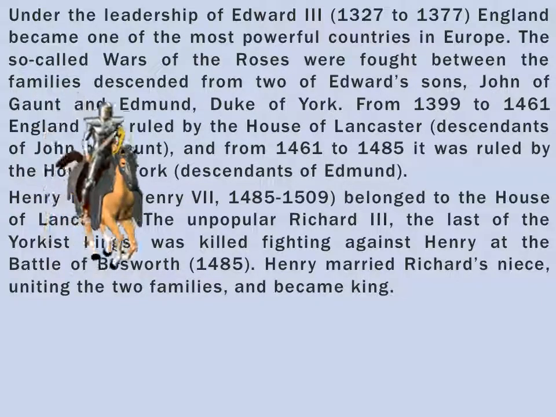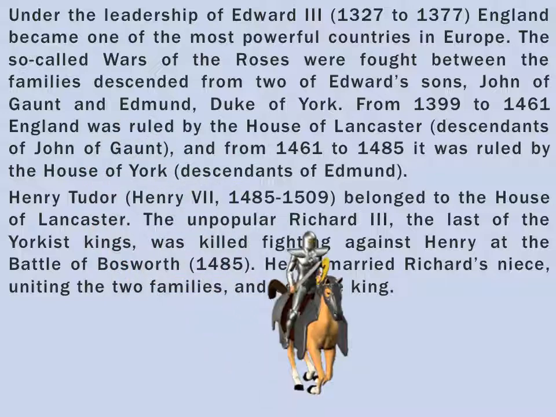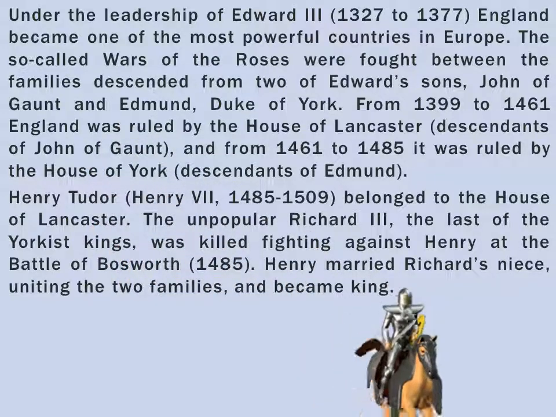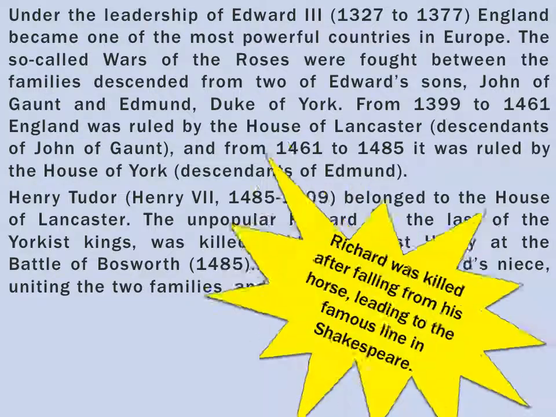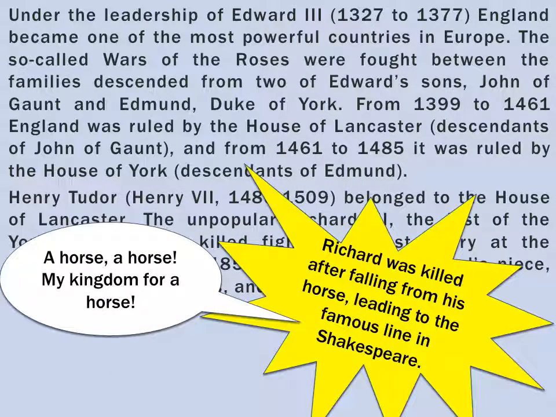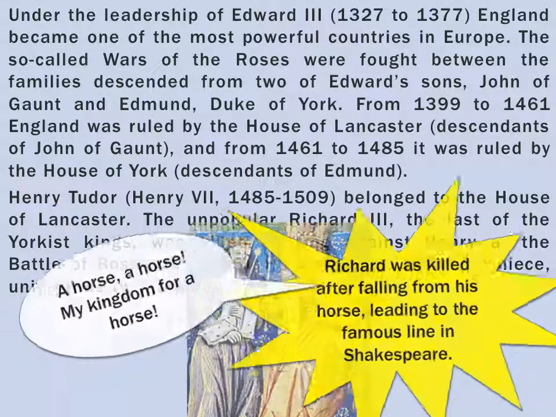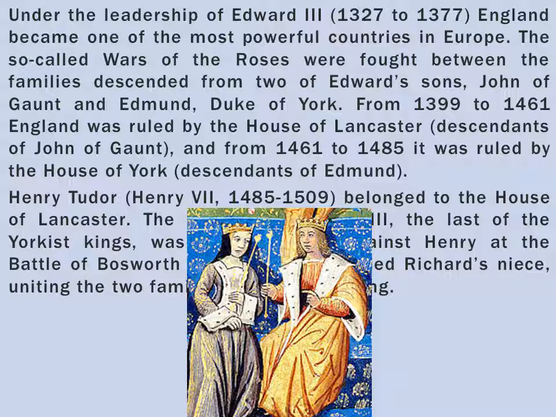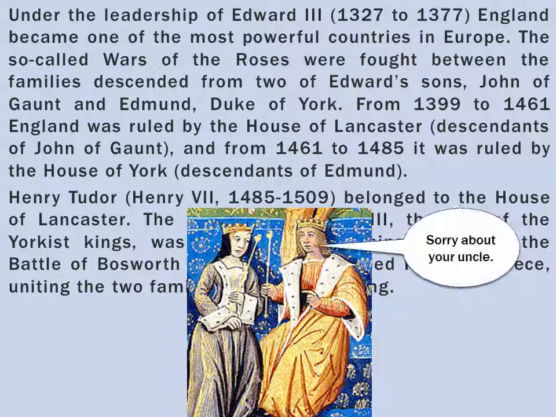Okay, so this is Richard riding off into battle and falling off his horse, and he was killed, leading to the famous line that we get in Shakespeare, a horse, my kingdom for a horse. And then, as I say, Henry married Richard's niece. I don't suppose the conversation was exactly like this, but it was this sort of situation.